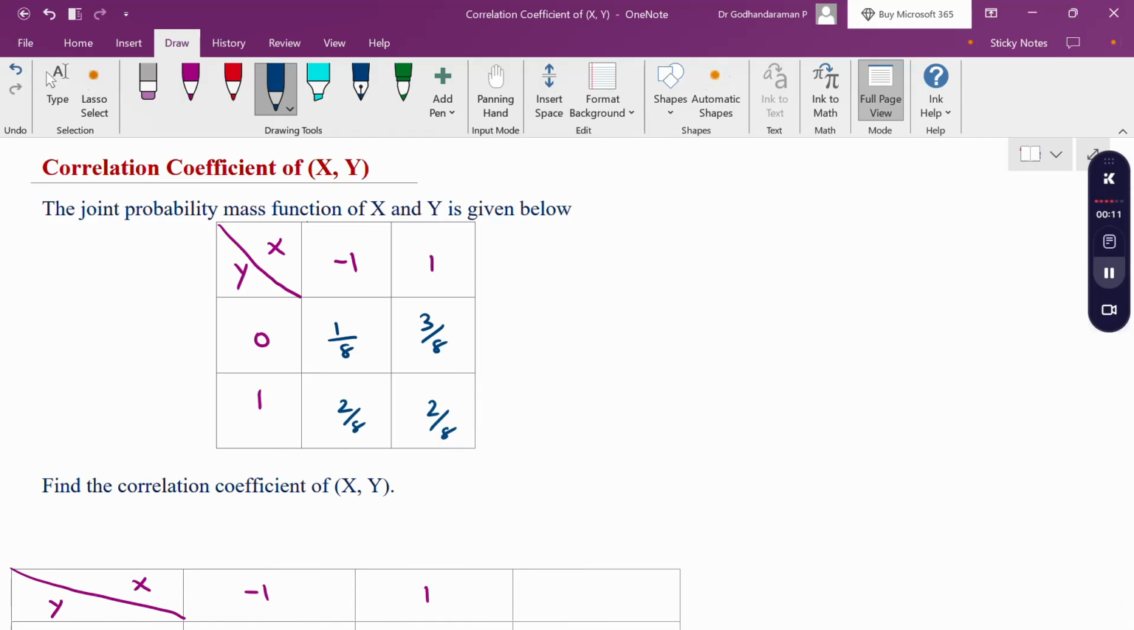Look at this problem. The joint probability mass function of X and Y is given below. X values -1, 1; Y values 0, 1. The values are 1/8, 3/8, 2/8, 2/8. Find the correlation coefficient of X, Y.